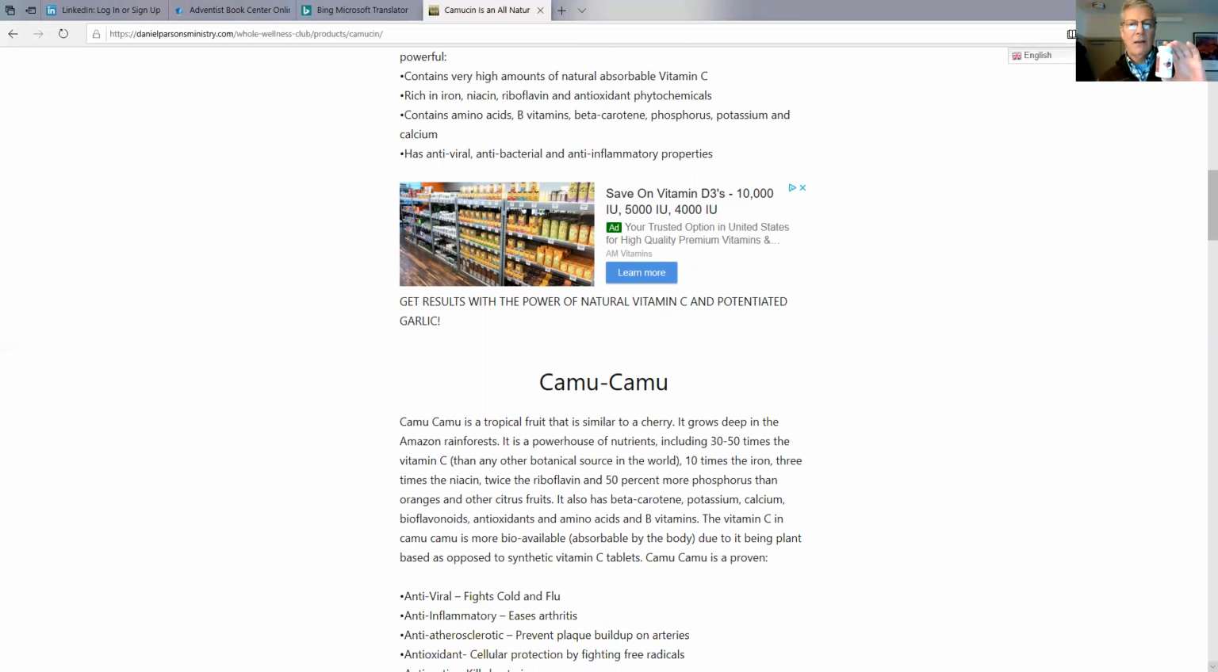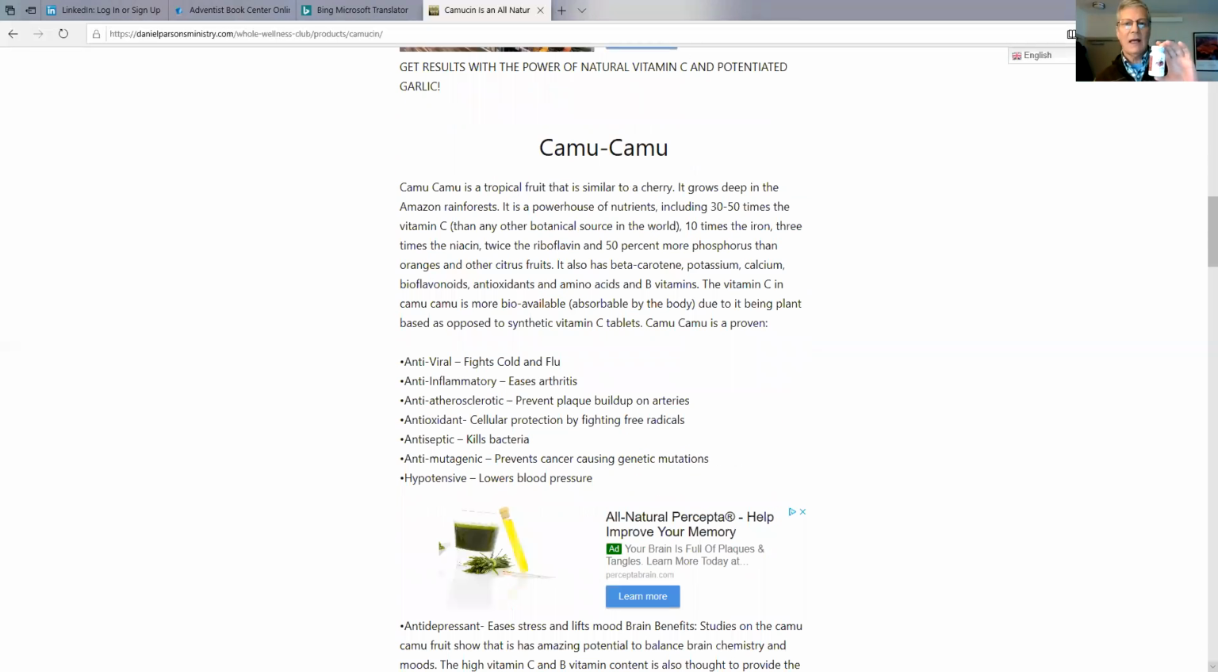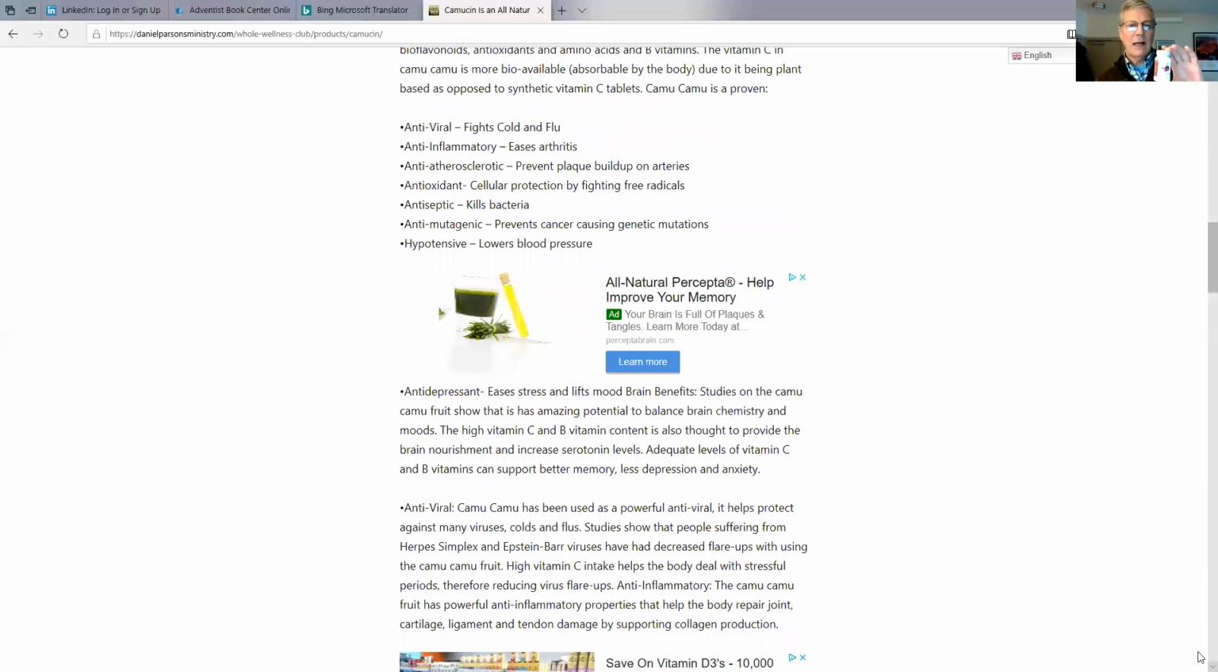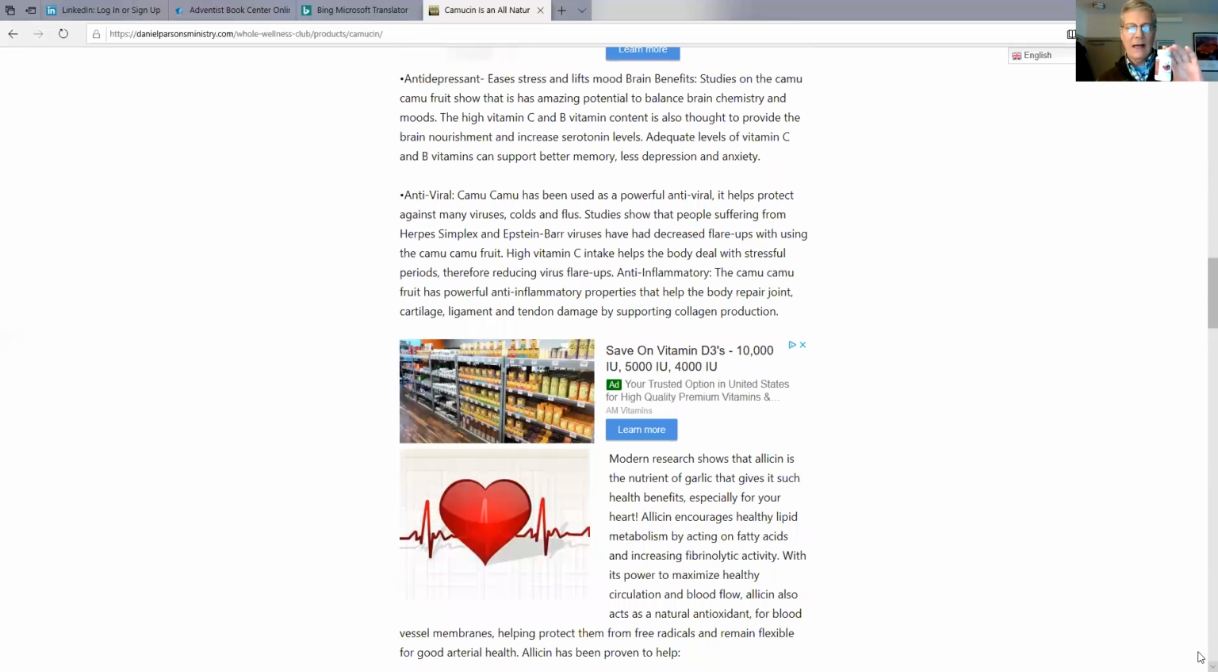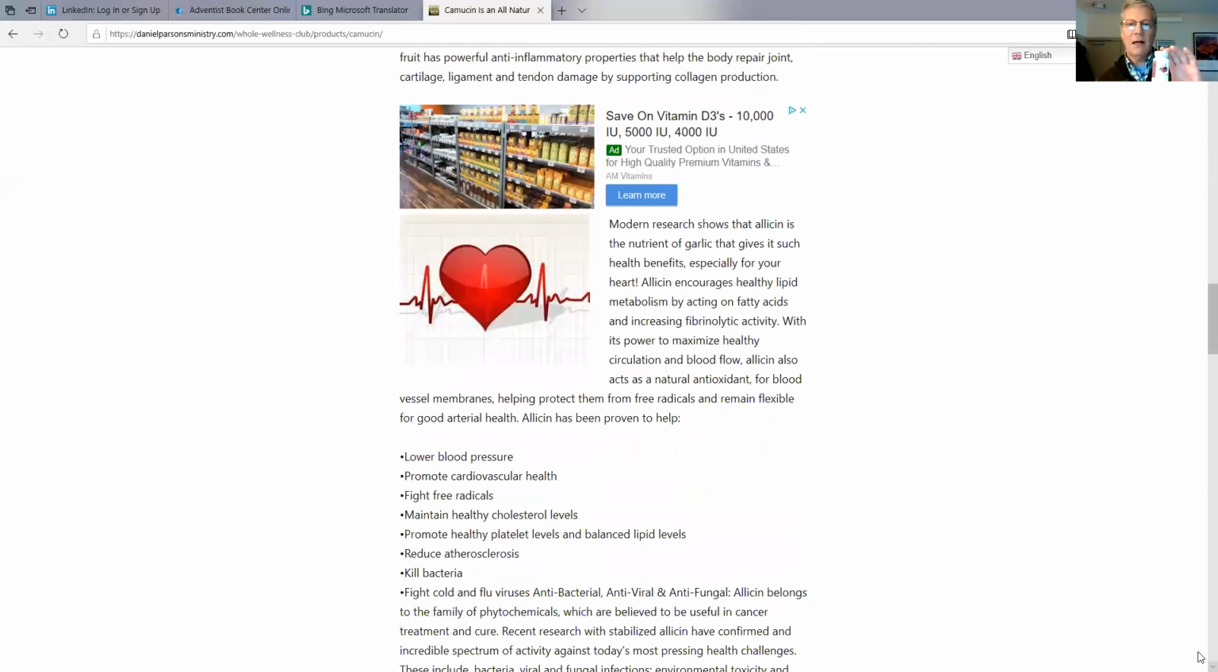Okay, you can read about the Camu fruit. It's a tropical fruit that grows deep in the Amazon rainforest. And you won't find a more potent vitamin C than the Camu. I'm not going to go into all the details, but it also has antiviral properties. And when you combine that with the stabilized Allicin, you have a really super affordable whole food supplement.